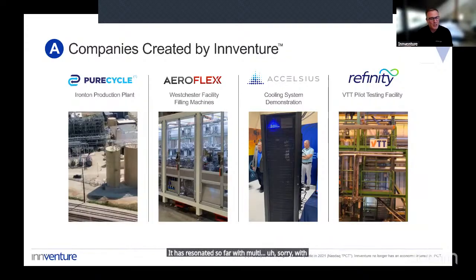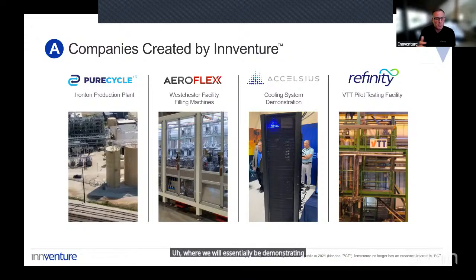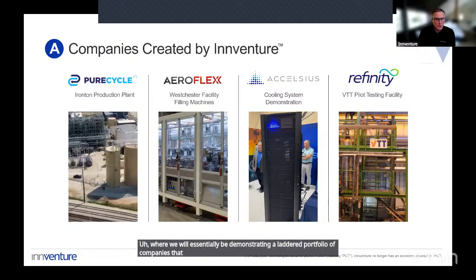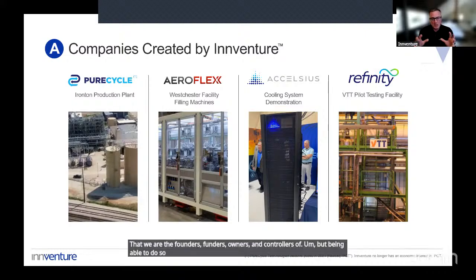institutional investors who might be investing through strategic asset allocation profiles. They'll see this as potentially a better way to access early stage venture, where we will essentially be demonstrating a laddered portfolio of companies that we have launched over time, that we are the founders, funders, owners, and controllers of. But being able to do so through an operating company model in a daily liquidity format.